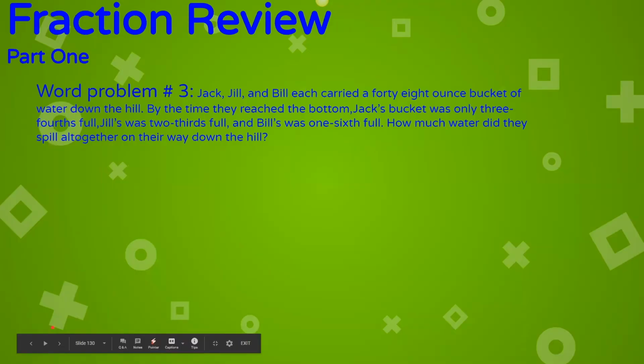Let's move on to word problem 3. Jack, Jill, and Bill each carried a 48-ounce bucket of water down the hill. By the time they reached the bottom, Jack's bucket was only 3/4 full, Jill's was 2/3 full, and Bill's was 1/6 full. So the question is, how much water did they spill all together on the way down the hill?